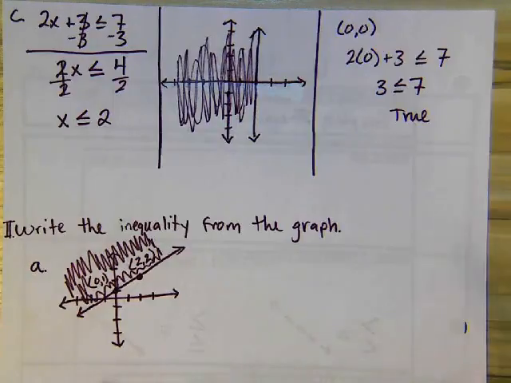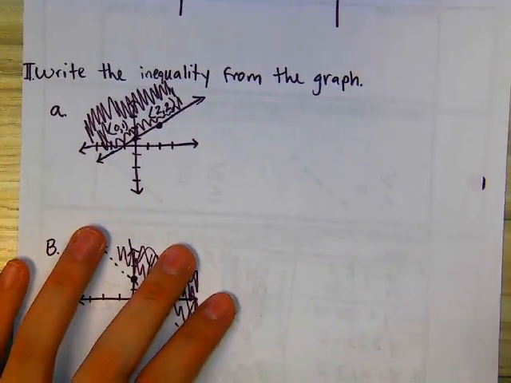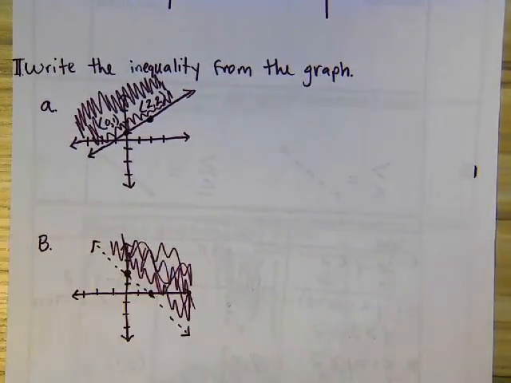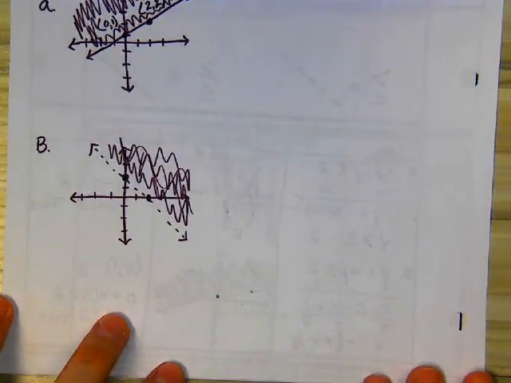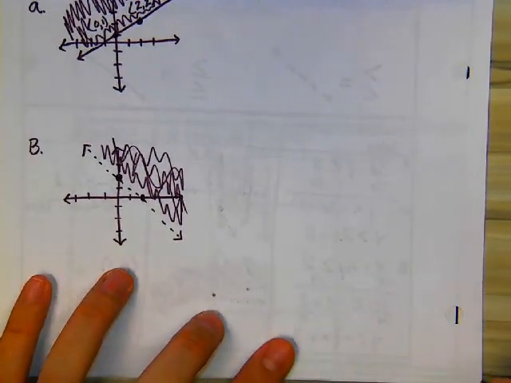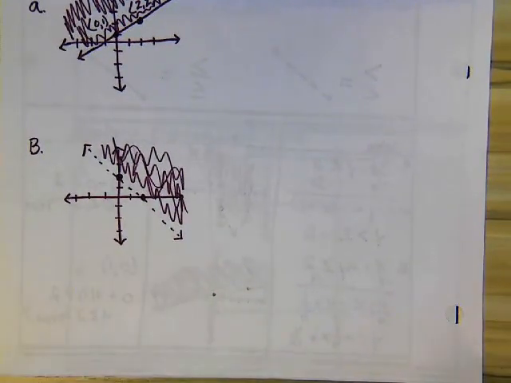One more type of example that I quickly want to hit. It's not going to show up in your homework, but it will show up on your test, and that is to write the inequality from the graph given to you. So we're just going to go ahead and look at B. We want to write an equation in slope-intercept form of this line or this inequality right here.